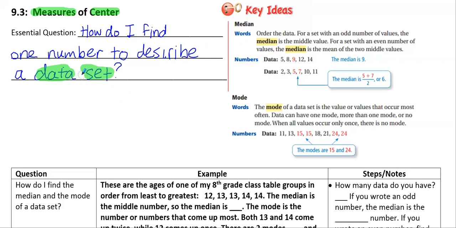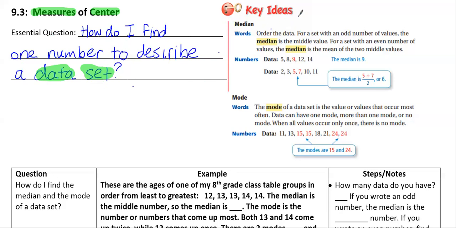Okay, you've already learned about one of these. You know what one of the ways to find a number to describe a data set is? It's called the mean, which we know as the average. So you find the sum of all the data, you divide by how many data there are in the data set, and you get the mean. So the measures of center represent this one number to describe a data set. But there are two others besides the mean.